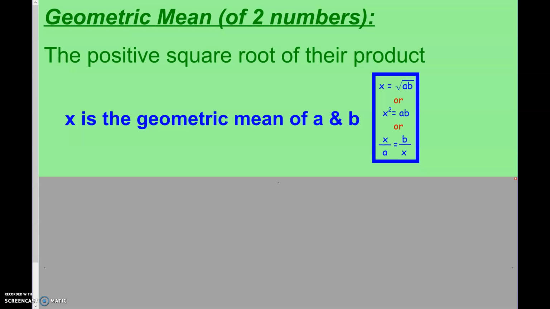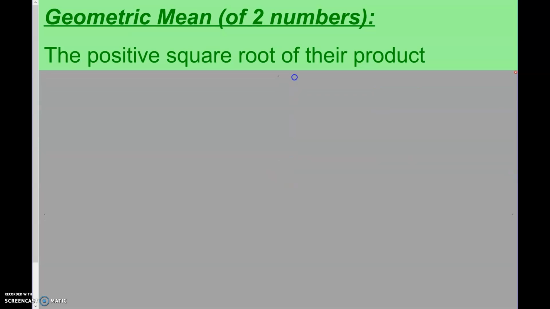All right, so how do we find that? This is the main thing we're going to be talking about in this lesson: the geometric mean is the positive square root of their product. So take any two numbers, A and B, product means we're going to multiply them together, and then you're going to take the square root of that.